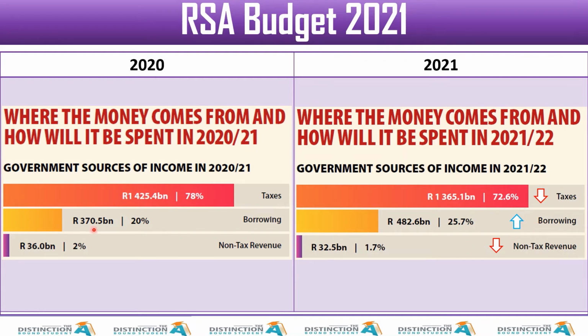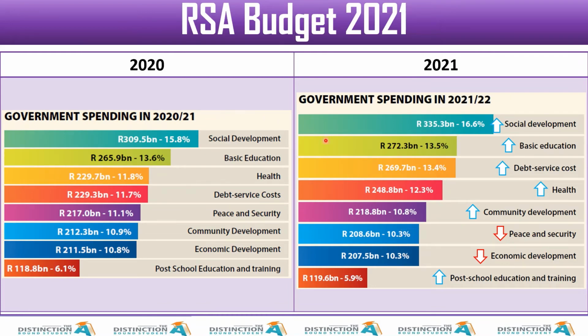Right, then we go to borrowing. Borrowing is going to go up. You see here it was 370, then it goes to here 462 billion. Now this is billion, because you can't read this number as billion, because you'd say what, 1,365 billion. No, this is 1.4 trillion. Okay, so this is borrowing. It's 482 billion rands. Okay, then non-tax revenue, which is other ways in which government will make money, goes down again to 32 billion rands. Okay, so that's the comparison between 2020 and 2021.